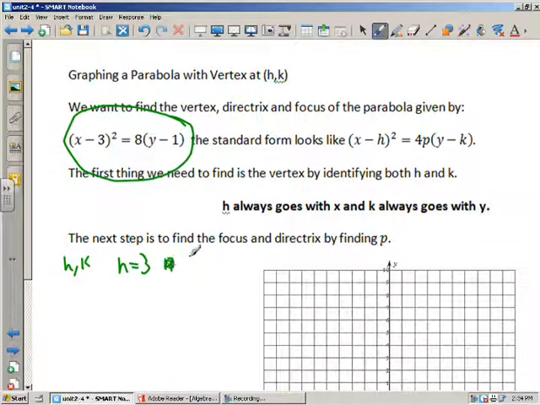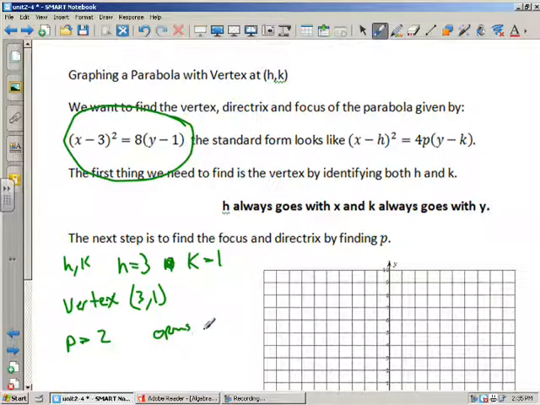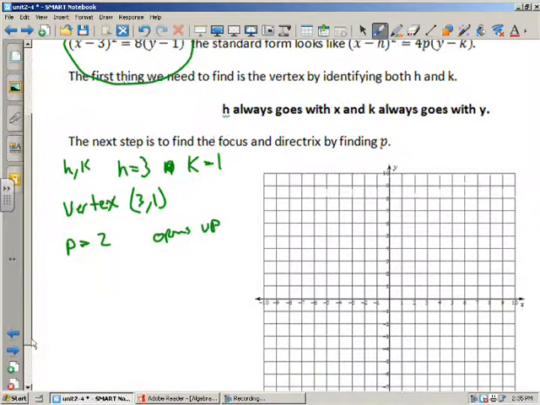K equals 1. So that's going to tell me where my vertex is. So my vertex is at 3, 1. Next step, find p. Well, p is going to be 8 divided by 4. So p equals 2. Now, am I opening up, down, left, right? Well, I've got x minus 3 squared, so that means I've got a vertical parabola. P is positive, so it opens up, and that's really all I need to graph this parabola.